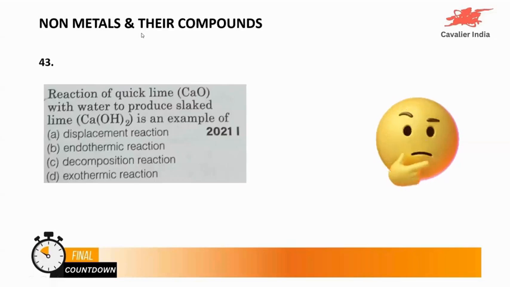Reaction of quicklime with water to produce slaked lime is an example of. Just read the options. A. Displacement reaction.